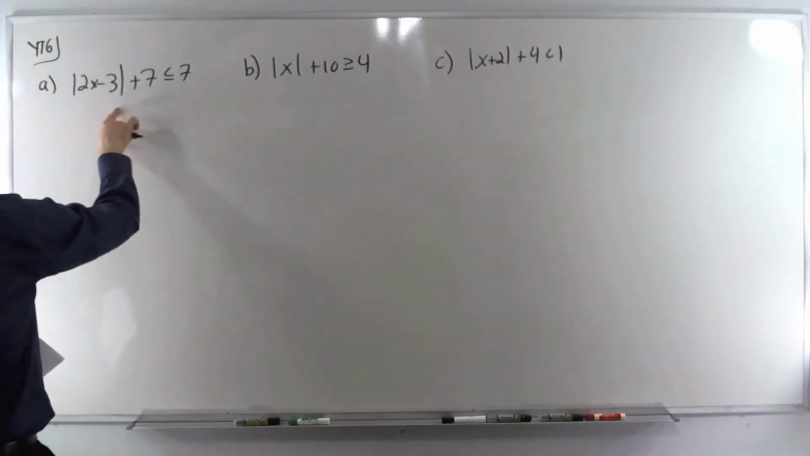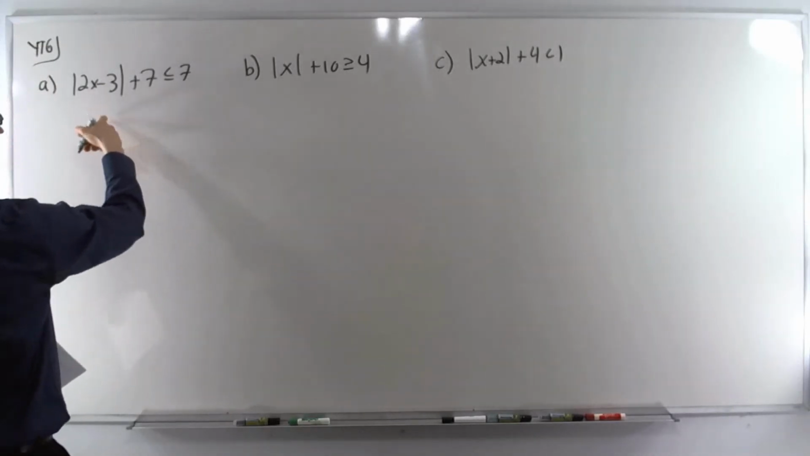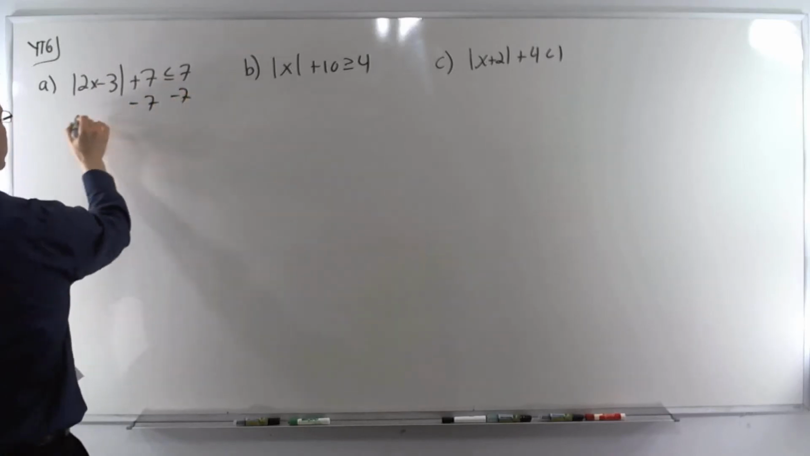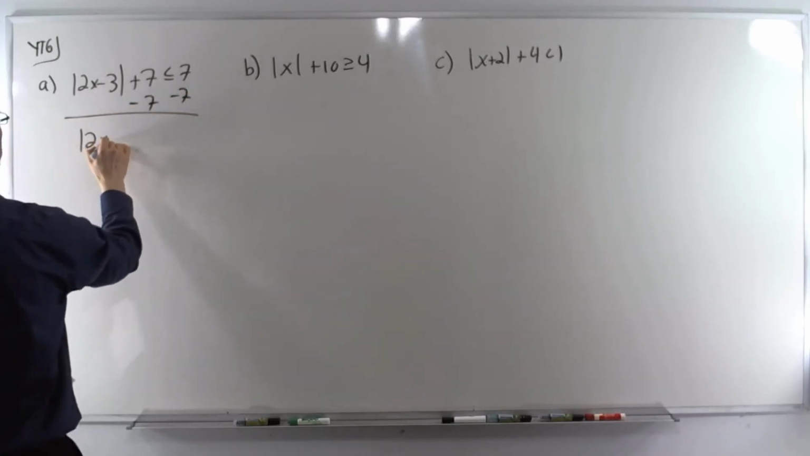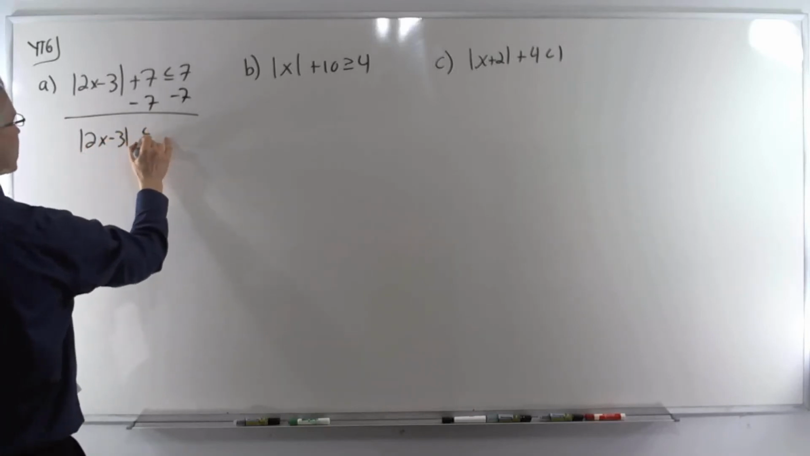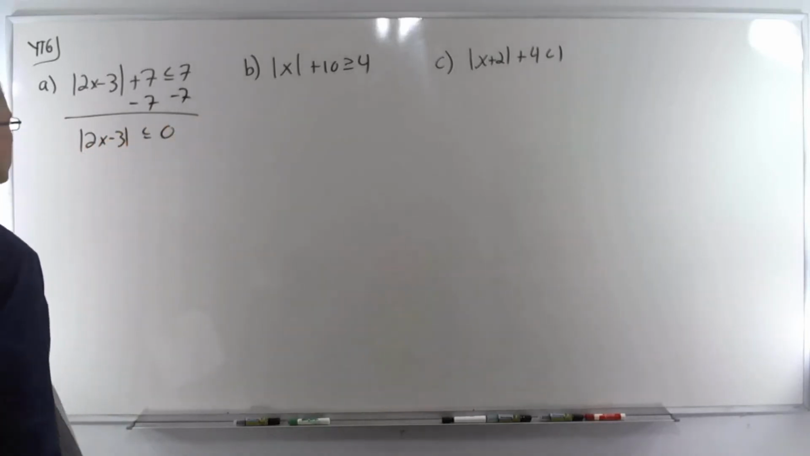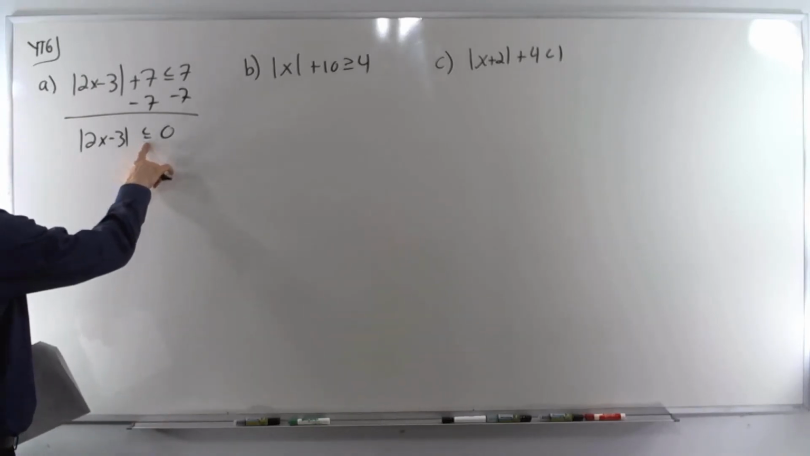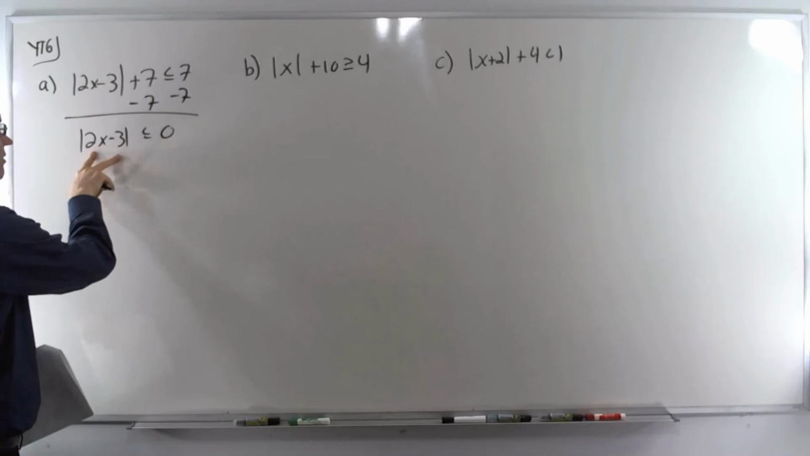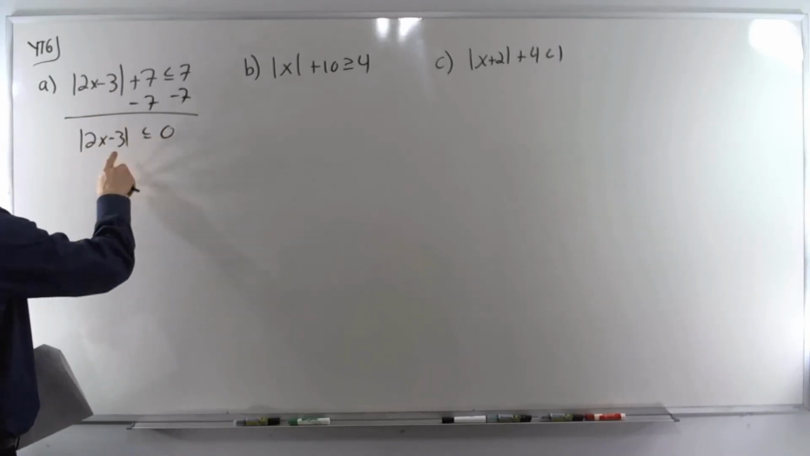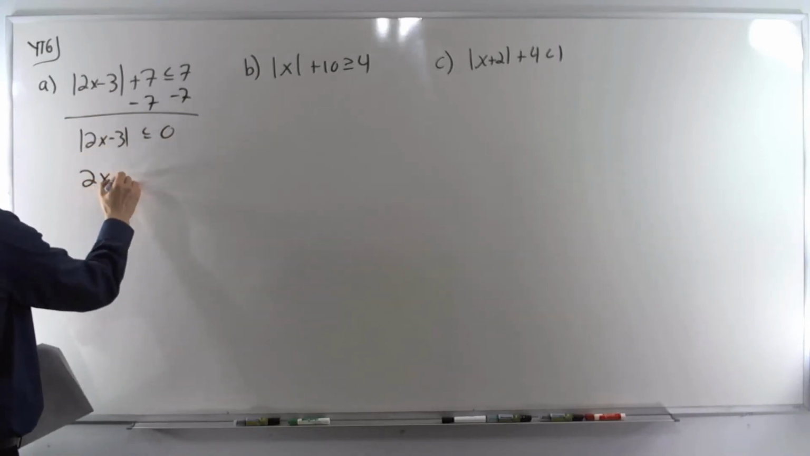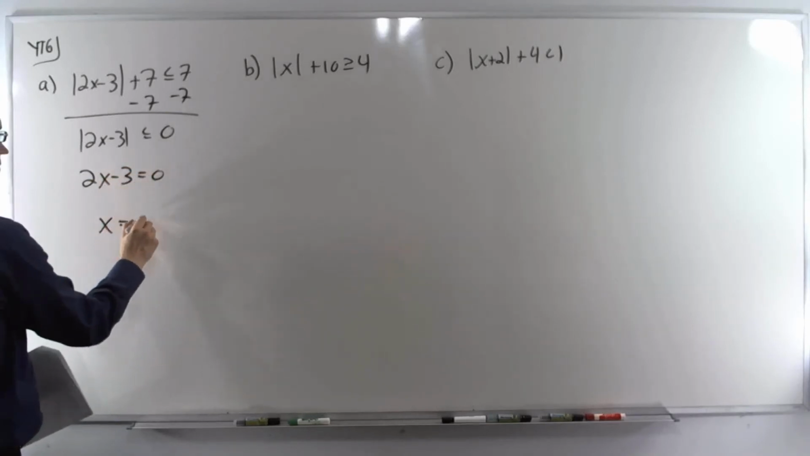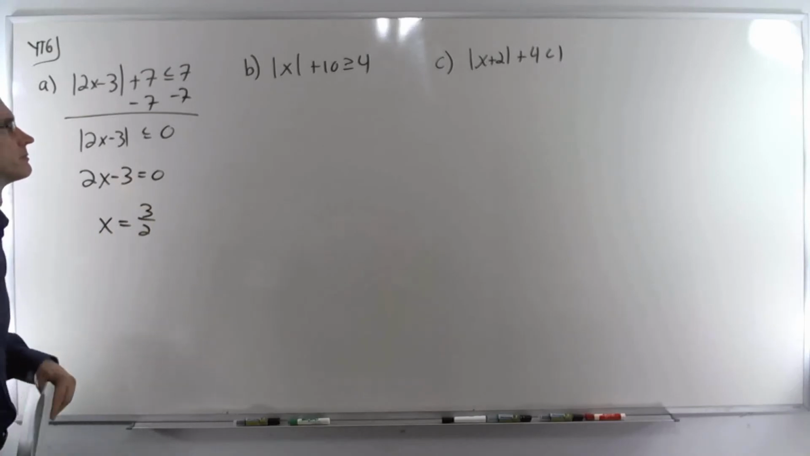First one, always start by isolating the absolute value. It's hard to see which situation it is unless you get it alone. So subtract 7 from both sides. That gives us the absolute value of 2x minus 3 less than or equal to 0. All right, so this is like example part C. We have less than or equal to 0. It can't be negative, so the less than 0 part doesn't make sense. So we'll only have to worry about the equal to 0 part. So 2x minus 3 equals 0. We'll solve this and get x equals 3 halves.